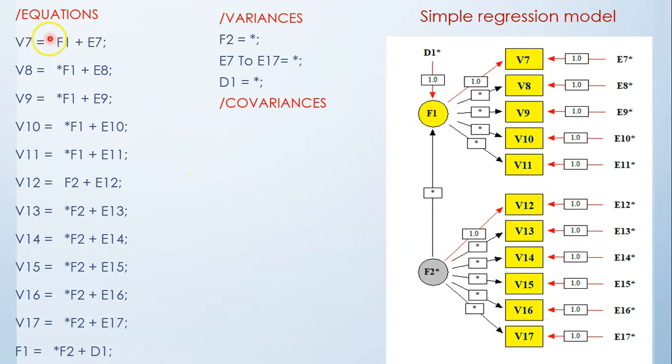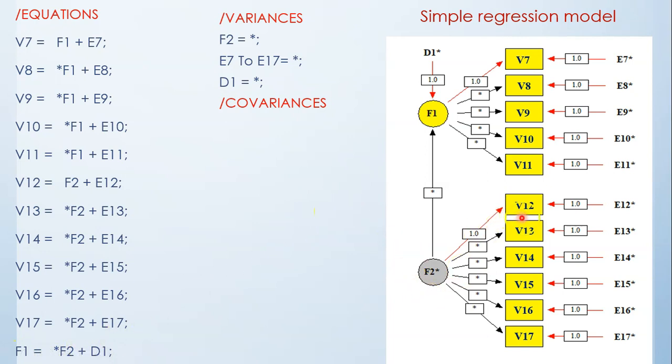All right, if you look at the equations, you will see that basically we have 12 equations. It is because we have 11 observed dependent variables and also one dependent factor in this model. So for each of these yellow variables, we will have one equation under the equations section. Now let's have a look at the equation that has been written for this factor F1. So as you can see here, F1 is equal to asterisk times F2 plus 1 times D1. This is the equation that you can see here.